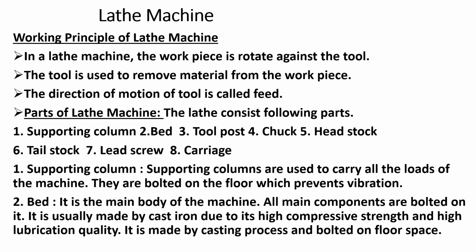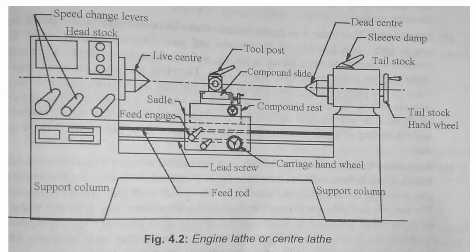Next one, the bed. It is the main body of the machine. All main components are bolted on it. In the diagram, here the lead screw is there. On the lead screw, the carriage will move to and fro.